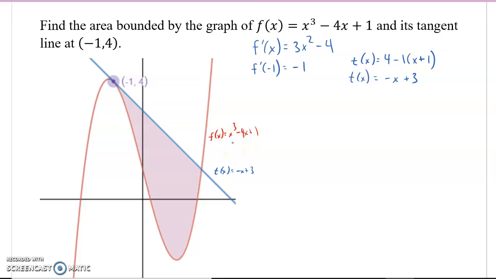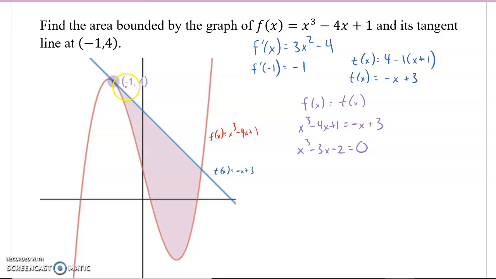Now we need to find those points of intersection. We're going to take f of x and set that equal to t of x, or x cubed minus 4x plus 1 is equal to negative x plus 3. We've got a cubic that we have to solve. Go back to your Algebra 2 days and refresh your memory as to how we can deal with a cubic. One thing we already know is that one of the 3 solutions to this cubic is negative 1.